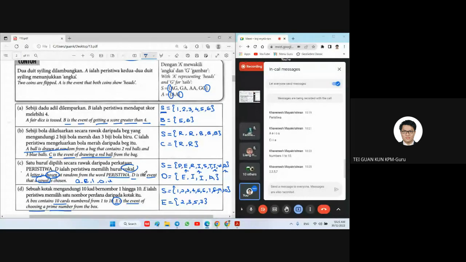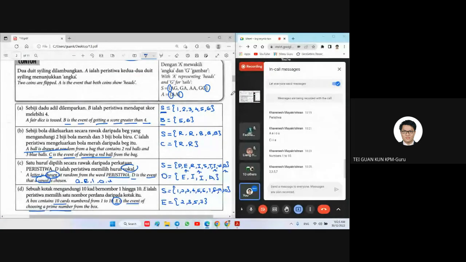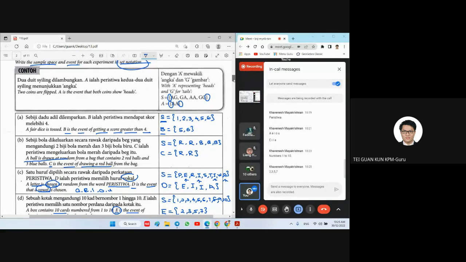Any questions? Cuma ingat jawapan mesti dalam bentuk set notation. Okay, must in the set notation. Set notation ni mesti ada kurungan depan dan belakang lah. Any questions? No, sir. Okay, if not, then we continue.